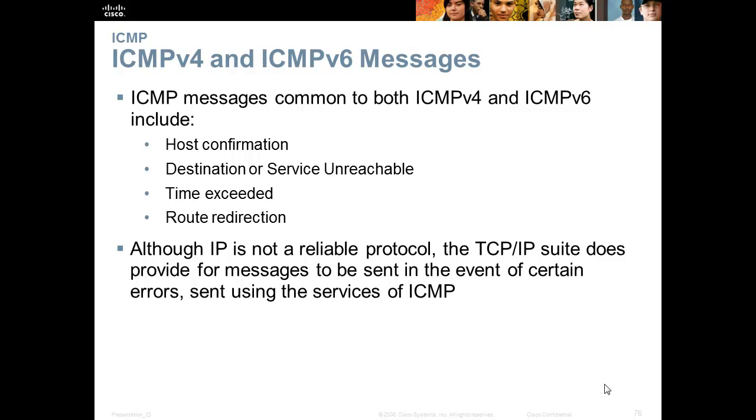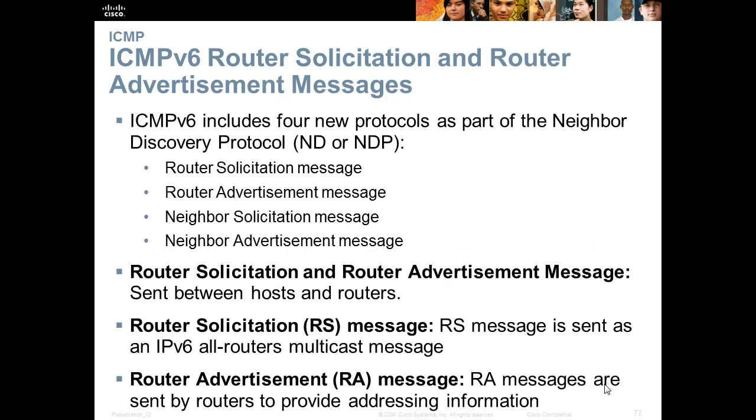Some of these include the host confirmation, destination or service unreachable, time exceeded, and route direction. But there are some very specific ones for IP version 6 that we do need to be made aware of. These are our ICMPv6 router solicitation and router advertisement messages. And we've mentioned that a little bit before. We talked about dynamically getting an IP address through SLAAC.